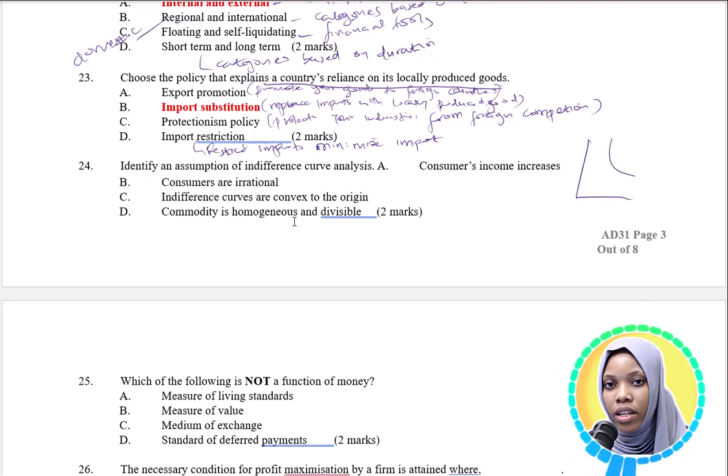An indifference curve is like this. It's a curve that shows a combination of two products, maybe let's say tea and coffee, that can provide maximum satisfaction. So the assumption is that indifference curves are convex to the origin, they are downward sloping. That's an assumption. Another assumption is that they do not intersect.